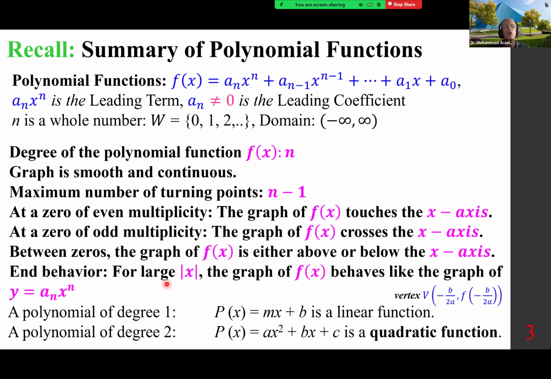And for behavior for large values of x in absolute value, negative or positive, the graph of f of x behaves like the graph of its leading term, y equals a sub n x to the power of n. So this is the one that matters ultimately.